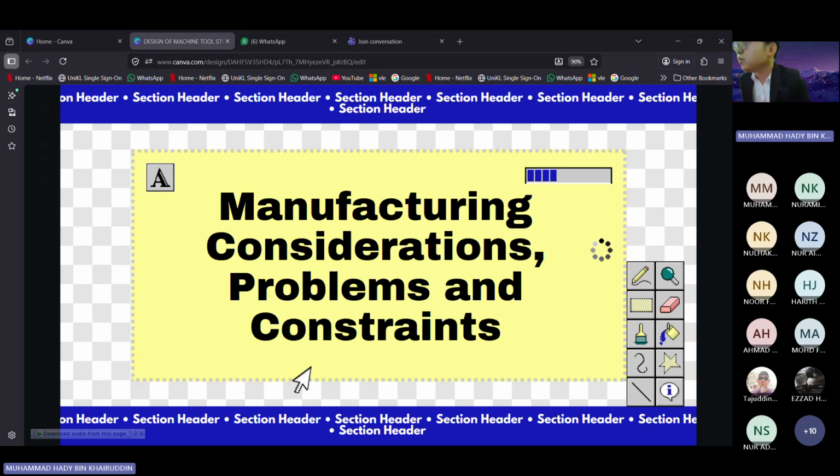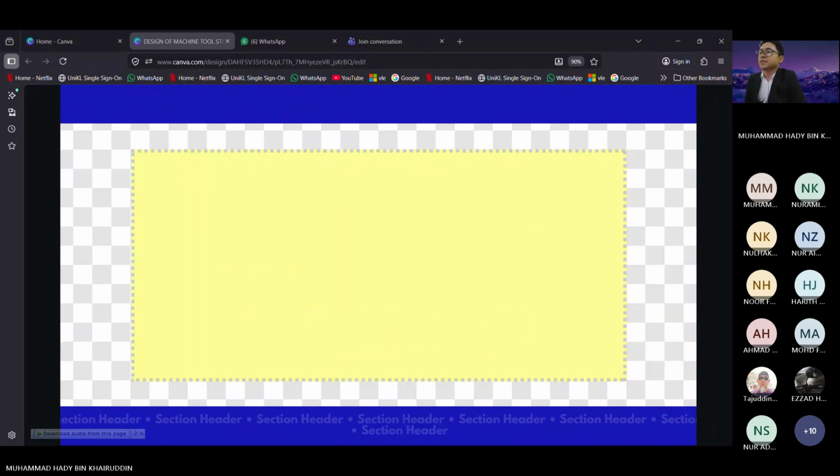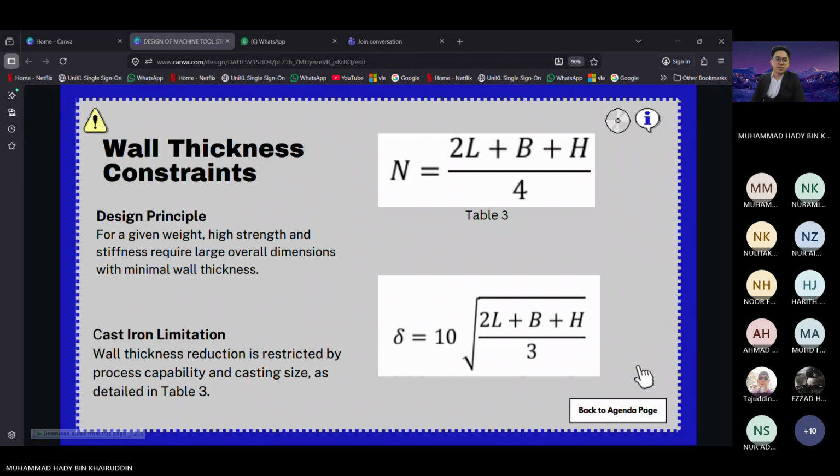Assalamualaikum warahmatullahi wabarakatuh. My name is Muhammad Hadi bin Kalbin, and today I'm going to present about manufacturing considerations, problems and constraints. The engineering goal is maximum stiffness and minimum weight. When we design a machine tool, our goal is high strength and high stiffness. How do we get that? The physics is simple. Use large overall dimensions with thin walls. Think of a hollow square tube versus a solid thin rod. The hollow tube is much stiffer for its weight. So as designers, we always want to push for the thinnest wall possible to keep the machine from becoming an immovable, overweight mountain of metal.